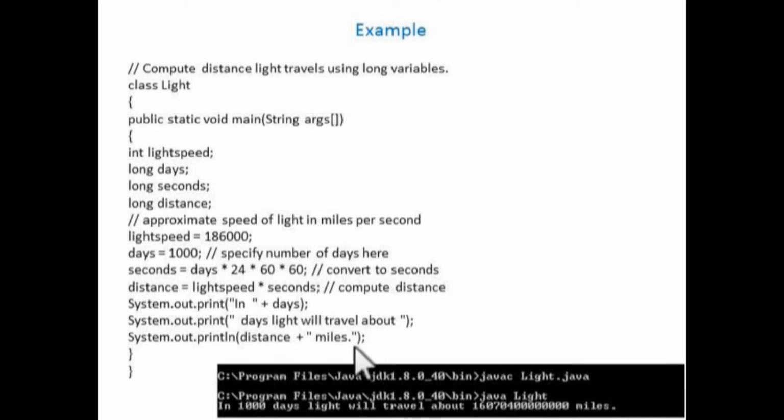I need to show the result like this: in 1000 days, light will travel about this many miles. So I am using some text, that is the message. Then I am taking the value of the variable from this code, and I am showing the result. Here the final output, that is, the distance of light, is very long. The range is large, so I am using the long data type for representing this variable.